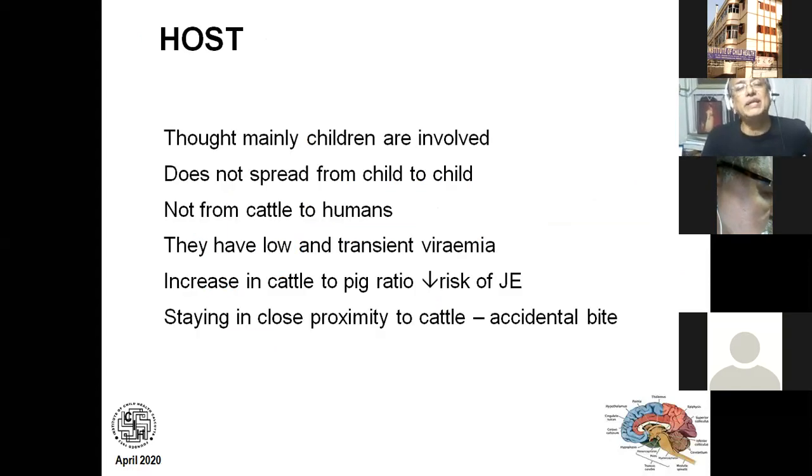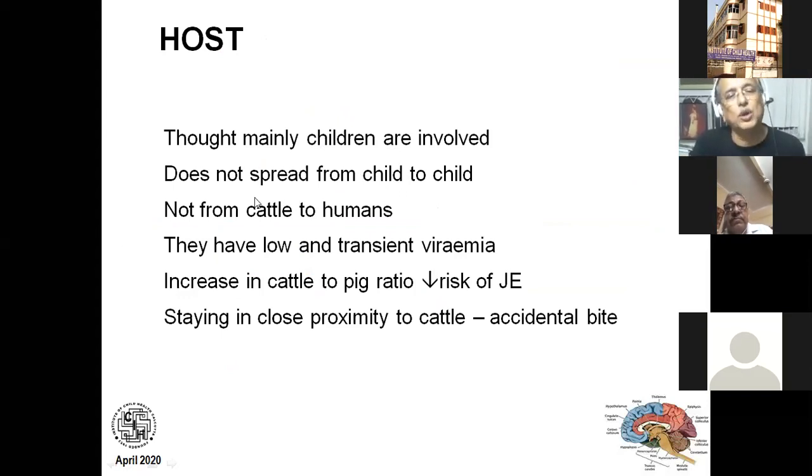It is mainly children who develop the disease, but fortunately it does not spread from child to child. Why does it not spread? Because in human beings, the virus never attains that degree of viremia to transmit the infection. And also not from cattle to humans, because again, in cattle also the virus does not multiply to that degree.